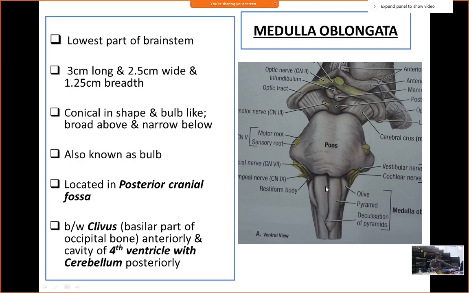Bulb means stem. So where is it located? Inside the cranial cavity. This cranial cavity is divided into 3 fossae: anterior, middle and posterior cranial fossa. It is situated in the posterior cranial fossa, between the clivus, which is the basilar part of the occipital bone, anteriorly, and the cavity of the fourth ventricle with the cerebellum posteriorly. So anteriorly the clivus, the bony part, and posteriorly the fourth ventricle, a cavity, and the cerebellum. This is our location.